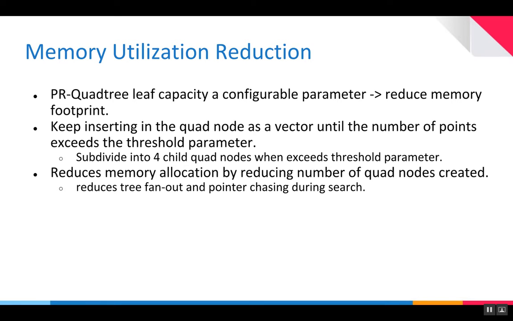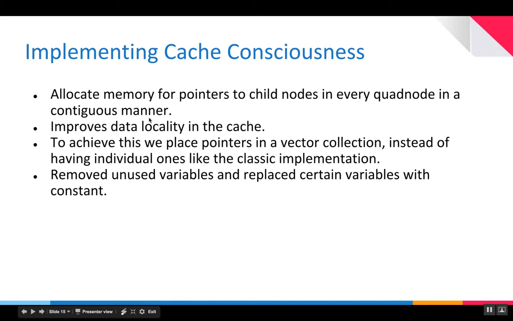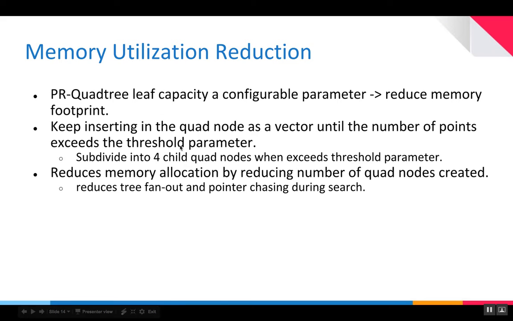Now, memory utilization reduction. Our algorithm reduces the memory utilization by making the leaf capacity a configurable parameter, and we subdivide based on the total number of points present in a particular quad node. We store all of these points in a vector collection, and we determine when to subdivide based on the collection size. Once the collection size has been reached, we then subdivide. Like I explained before, this reduces the memory allocation for each particular quad tree.